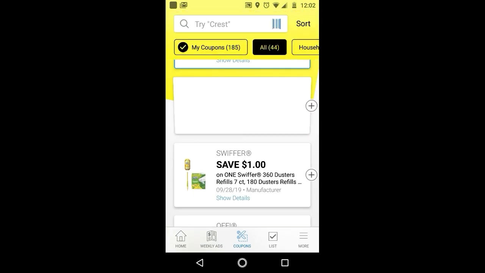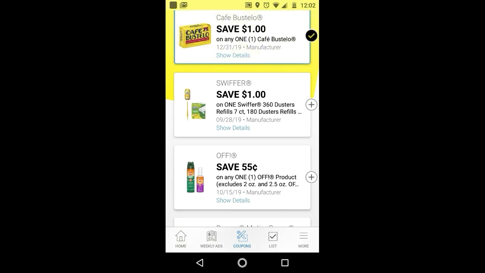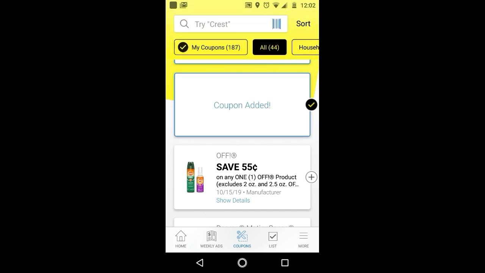Café Bustelo, I will clip that. Swiffer, I will clip this.